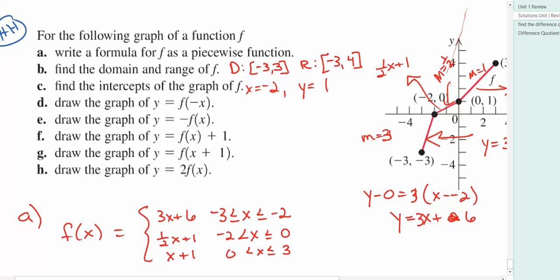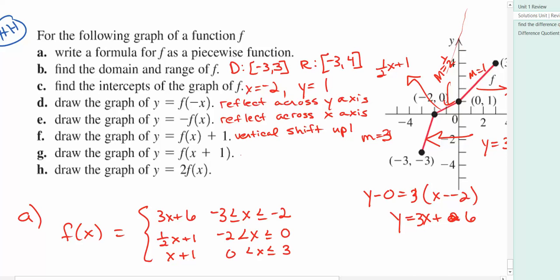Okay, and then for each of these, you just want to reflect this graph across the y-axis. I'm not going to draw each of these graphs, but I'll just tell you it's a reflection across y. This is going to be a reflection across the x-axis. This one is going to have a vertical shift up 1 unit. And then this one's going to have a horizontal shift left 1 unit. And then this is a vertical stretch by 2. Okay, and you could just graph each of those points and do that if you wanted to. Okay, that's it.